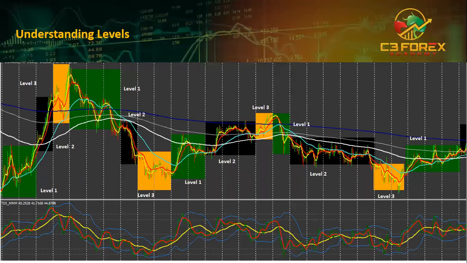All right, so these are examples of how to count levels. So right here, your 13 EMA is your red. Your 50 EMA is your turquoise. So this day, the 13 EMA crossed your 50, and then it closed above the 50 EMA. So it's very important that the day must close above the 50 EMA.